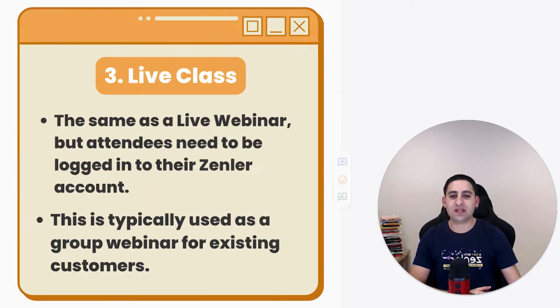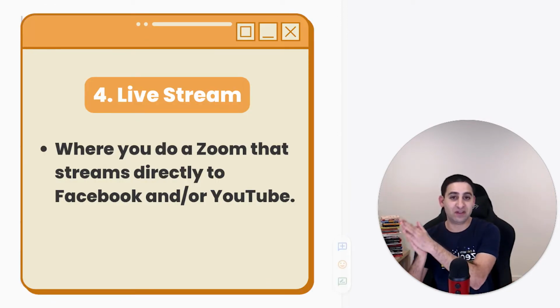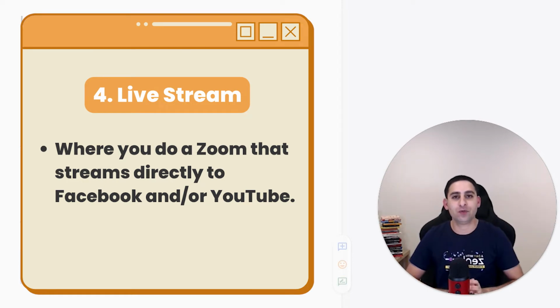The next one is live class. Now this refers to the same as a live webinar, same features. However, the key difference is attendees need to be logged into their new Zenler account. Typically, this is like a group training for existing customers. This is the distinct feature specifically for customers who have already bought your membership or your course. Live stream is simply you streaming using Zoom to Facebook, to your Facebook page or profile, or to YouTube.